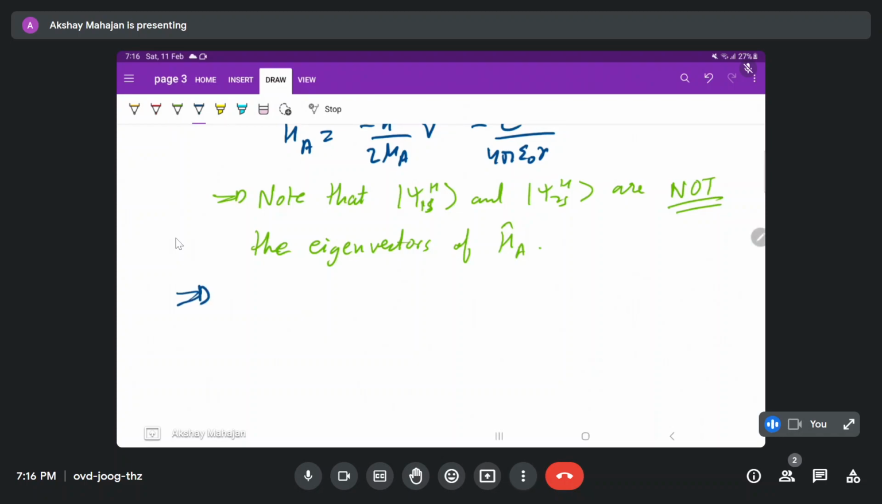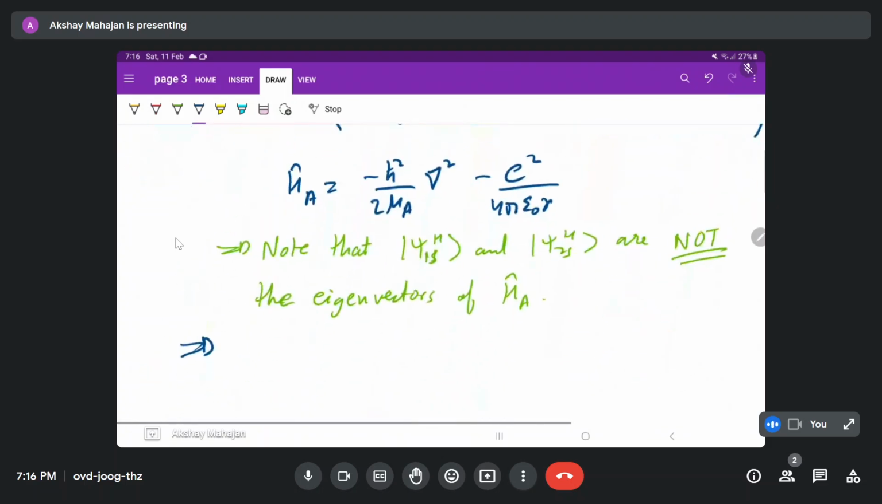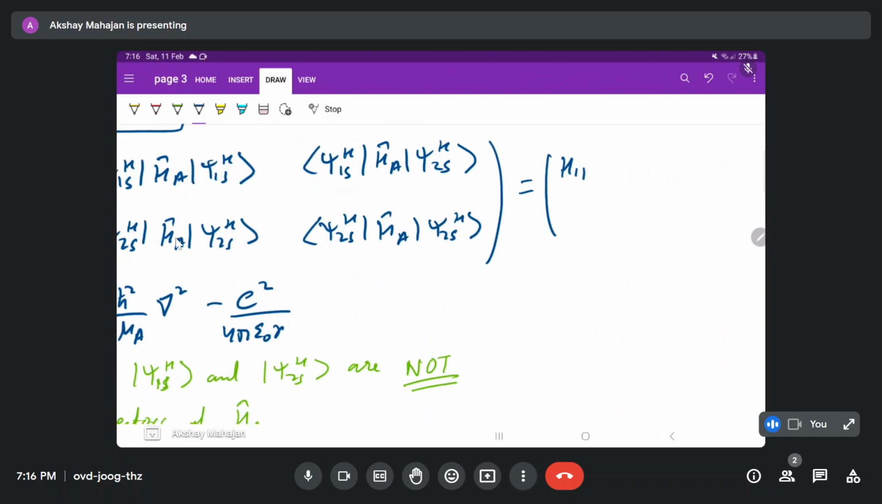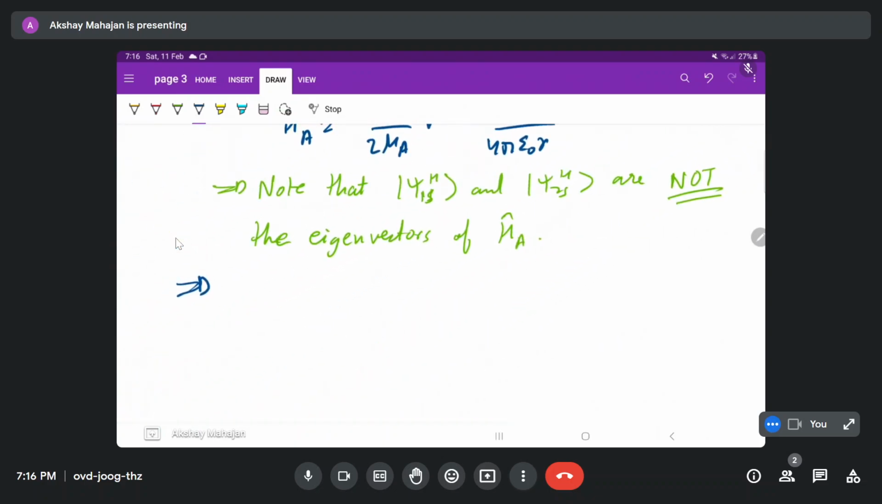Now we know this psi 1s of H. We need to solve this integral, and we can write H as H11, H12, H21 and H22, in shorthand notation. Here psi 1s of H is given by 1 by pi a naught cube, to the power 1 by 2, e to the power minus r upon a naught.